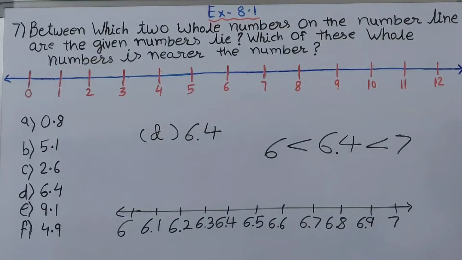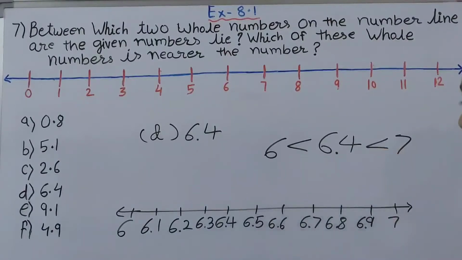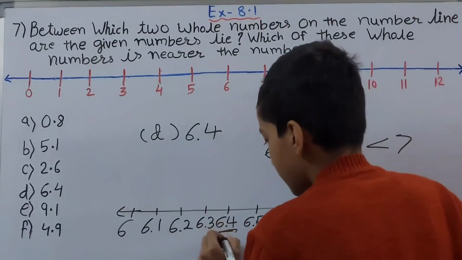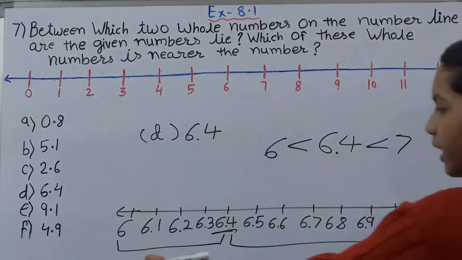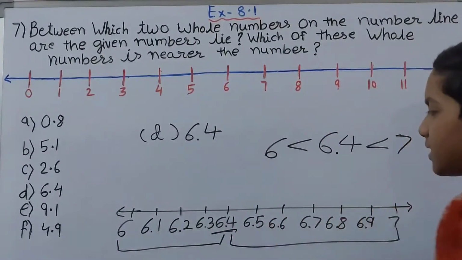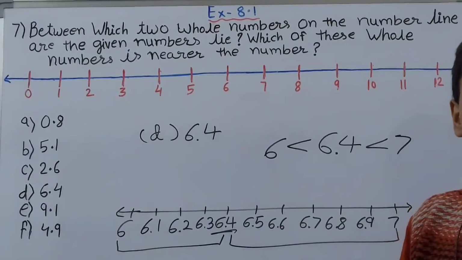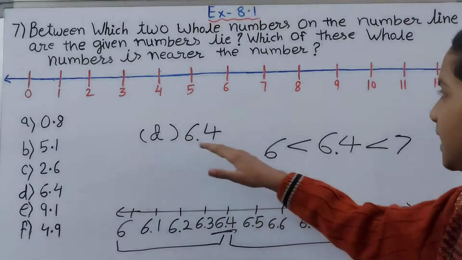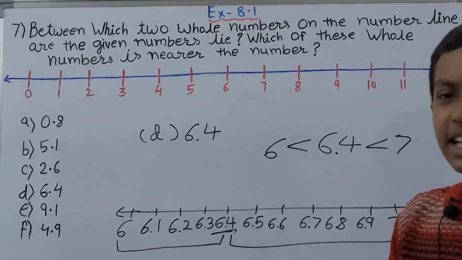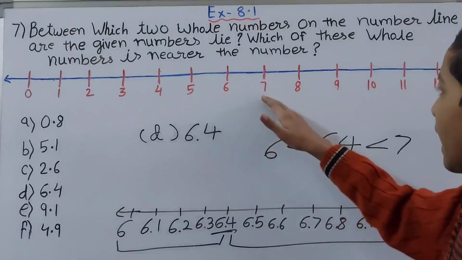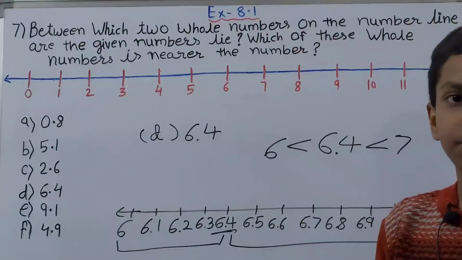So this is filled. Now look for this decimal 6.4. So it is over here. So you can easily see the distance that is needed. Over here you can see there is much less distance from 6 to 6.4. The answer of the D part, which is 6.4, is that our decimal 6.4 lies between the whole numbers 6 and 7, and it is nearer to the whole number 6.